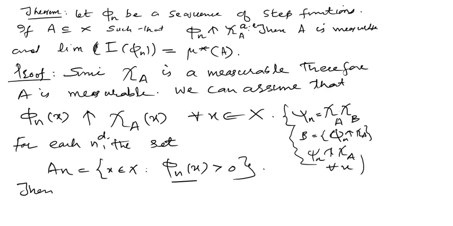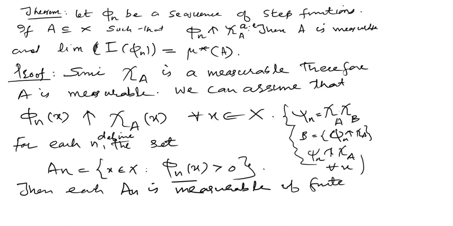For each n define the set. Then each A n is measurable and of finite measure, because phi n is a step function. So they are measurable with finite measure. And we also see that this sequence of sets is monotonic increasing.